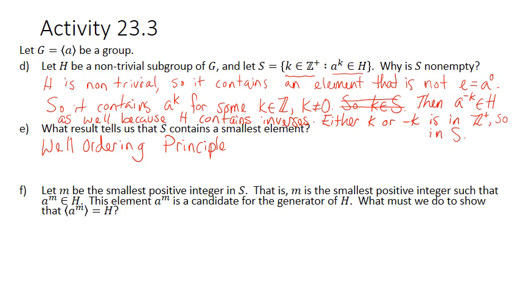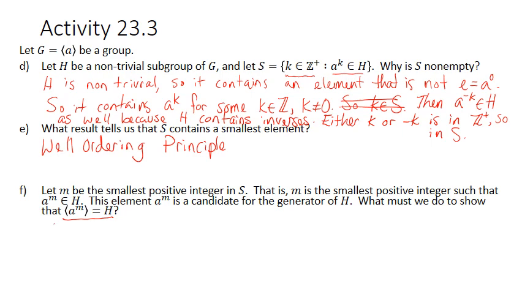Okay, part F, let m be the smallest positive integer in S. That is, m is the smallest positive integer such that a to the m is in H. This element a to the m is a candidate for the generator of H. What must we do to show that angle bracket a to the m equals H? In other words, that H is generated by a to the m.